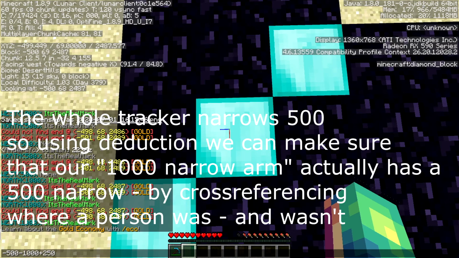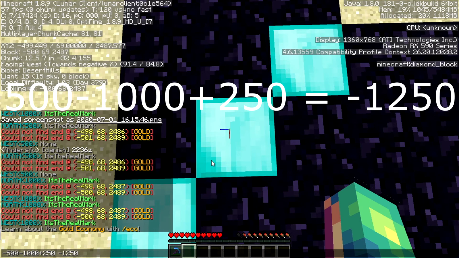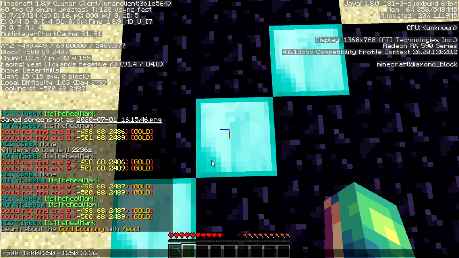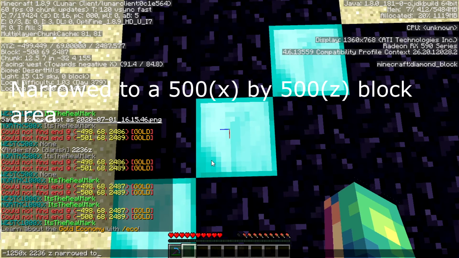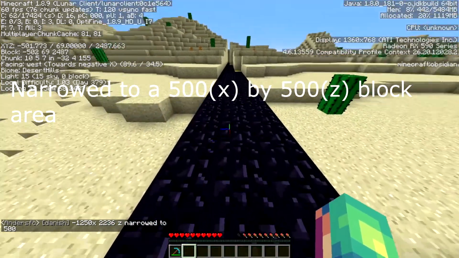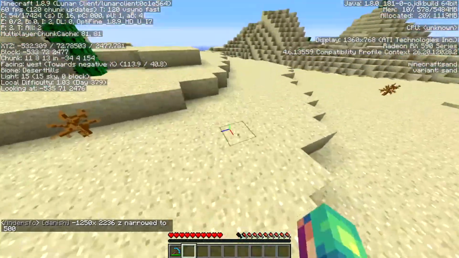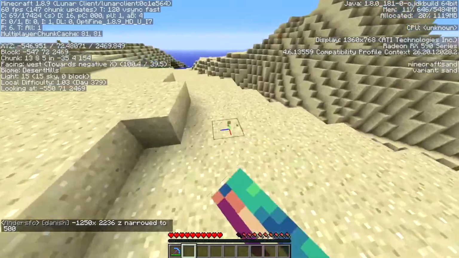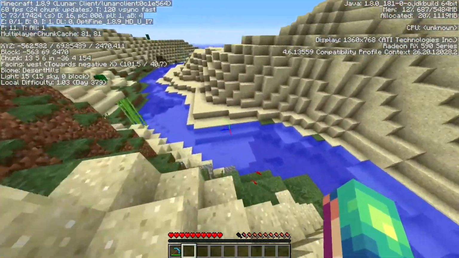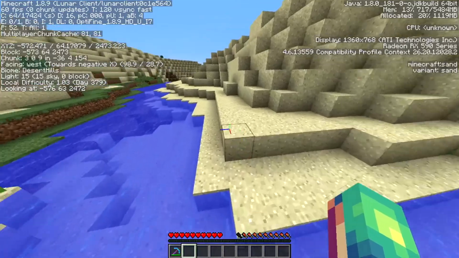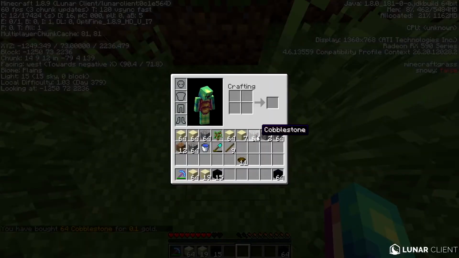So I'm going to do that, and I'm going to end up with the X mid coordinate, which will be neg 1250, set 2236. So those are my coordinates, and I narrowed to a 500 area. So now I'm going to travel there because I count the chords, and I'll set up a temp tracker. I could also have narrowed him on a vanilla tracker, but if it's something good, people aren't bound to stay there for long, they'll warp out.